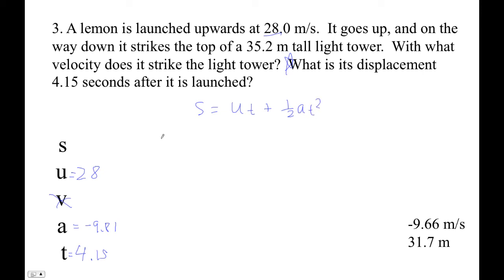Okay, so S is equal to 28 times 4.15, right? Plus 1/2 negative 9.81 times 4.15 squared. So let's try that. Let's see. 28 times 4.15 plus 0.5 times negative 9.81 times 4.15 squared. Don't forget to square the t.